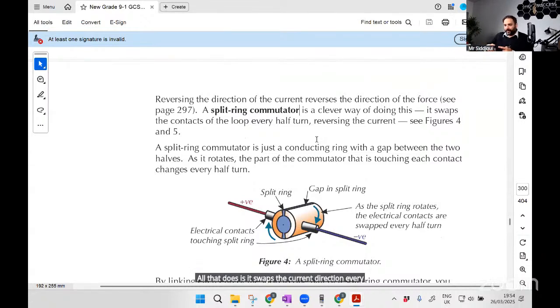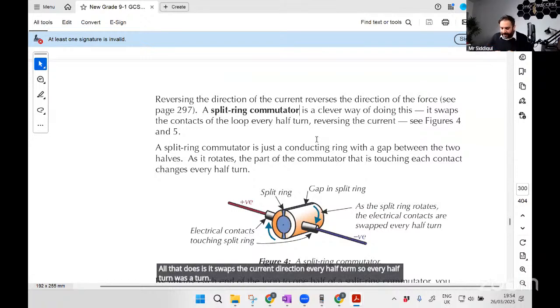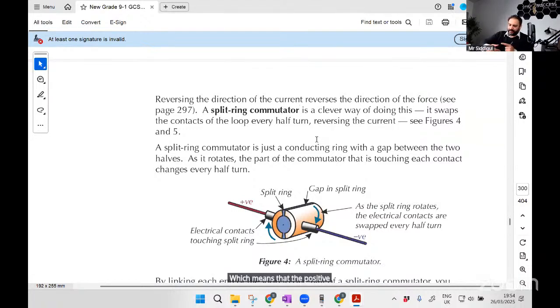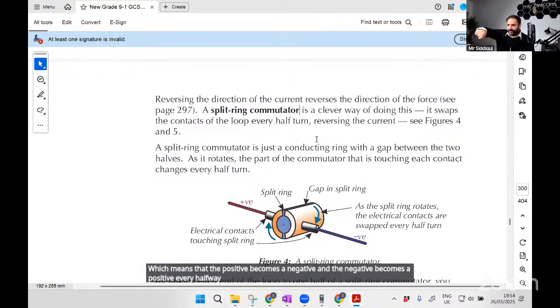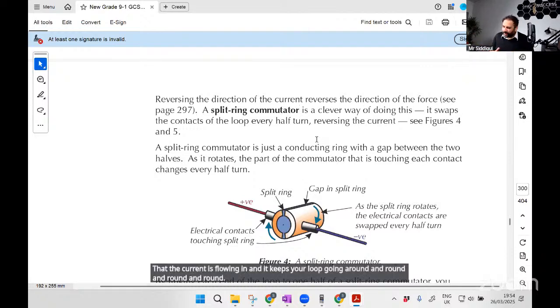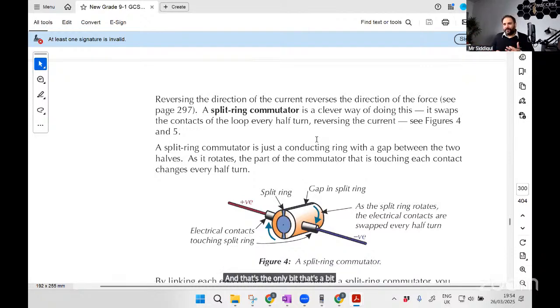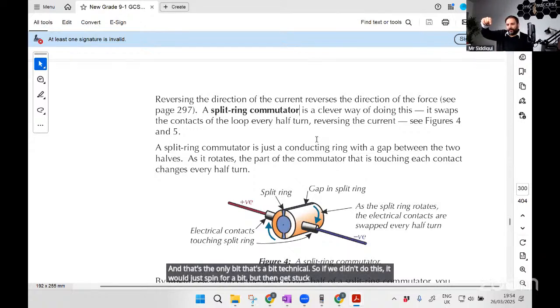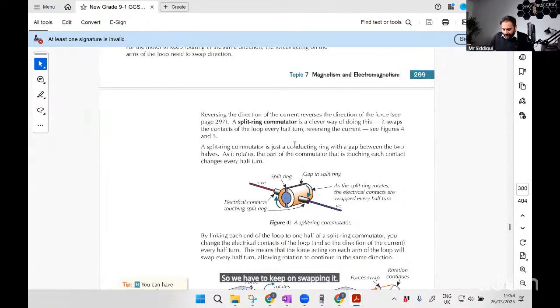So every half turn, which means that the positive becomes a negative and the negative becomes positive every halfway, which means it swaps the direction that the current is flowing in and it keeps your loop going round and round. And that's the only bit that's a bit technical. Okay, so if we didn't do this, it would just spin for a bit, but then get stuck. So now what we need to do is swap the direction of the current so that it continues to spin. But then if we still didn't swap it again, it would get stuck again. So we have to keep on swapping it every half turn.